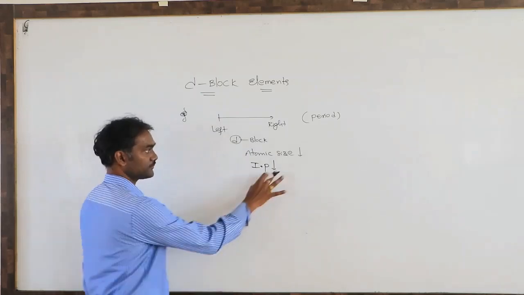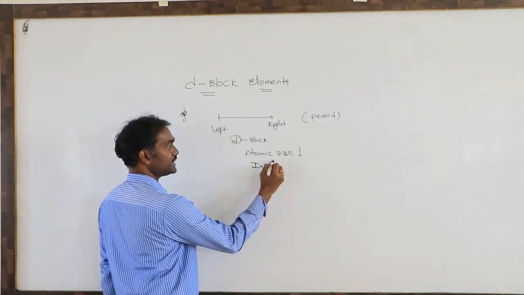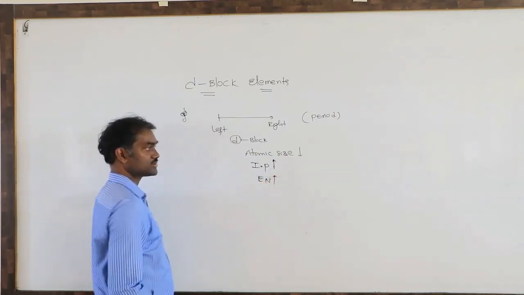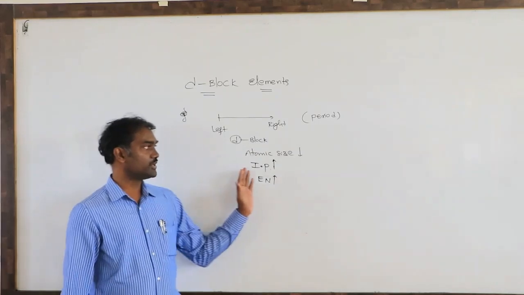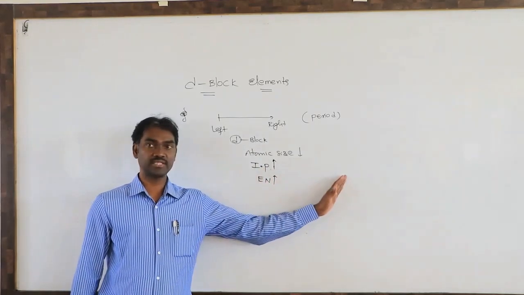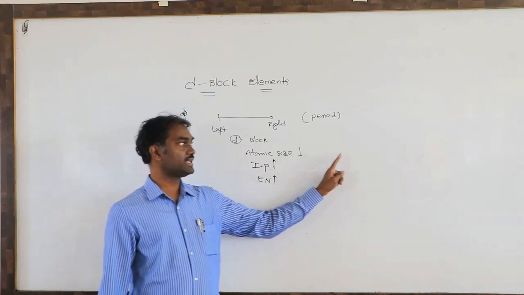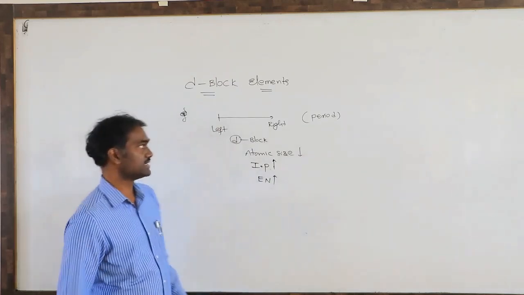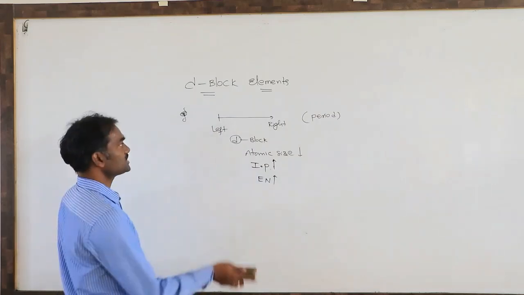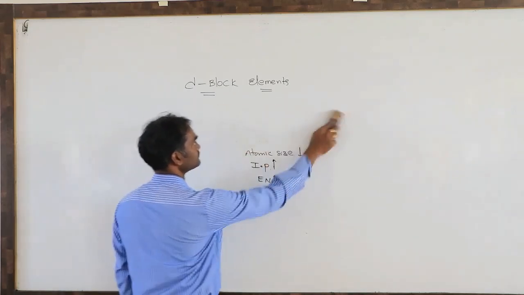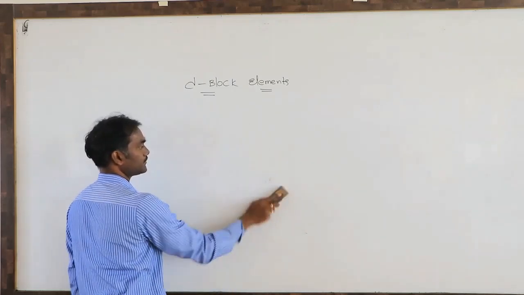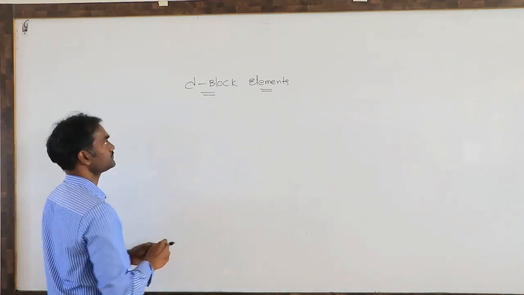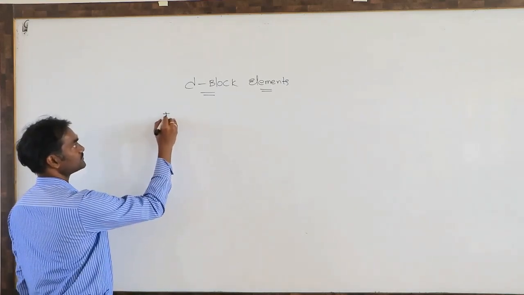Next, ionization potential, that is also left to right. IP values increase. Next, electronegativity is also left to right. Already we saw that going towards the right side means P block elements. So electronegativity, oxy-acid and non-metallic characters will increase. Now, what are the special properties? The special properties of D block elements are important for us.